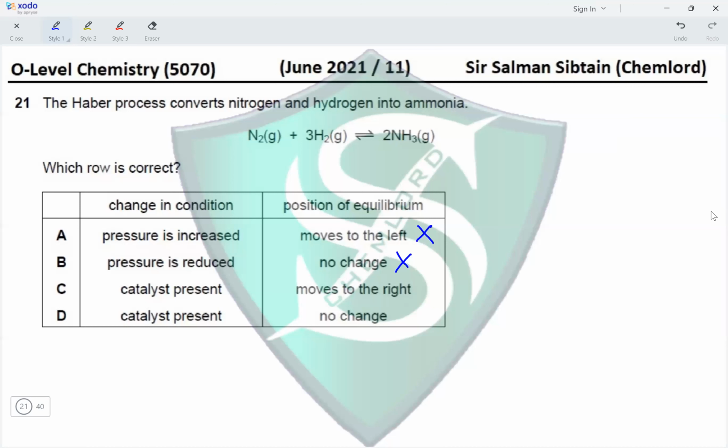C, a catalyst is present. A presence of a catalyst does not affect the position of equilibrium. Here it is said that the position of equilibrium moves to the right, making this wrong as well.